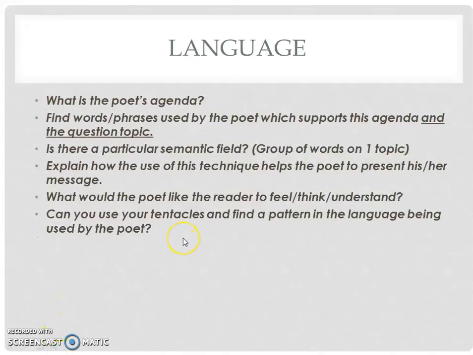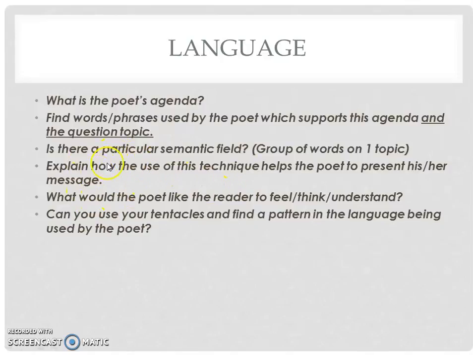Language. Once again, remind yourself, what is the poet's agenda? What do they want us to think and feel? And now you're not looking necessarily for visual images or similes or metaphors. You're looking for all the other language methods. A really good one to look for is semantic fields. They're groups of words on one topic. So if you've got a group of words that are all violent, or a group of words that all happen at night, or a group of words that are all romantic, you can talk about semantic field.